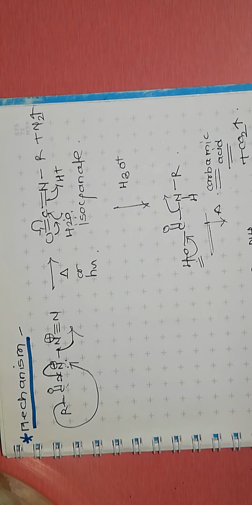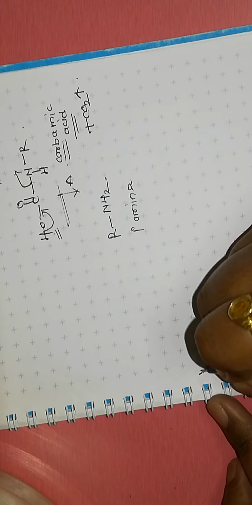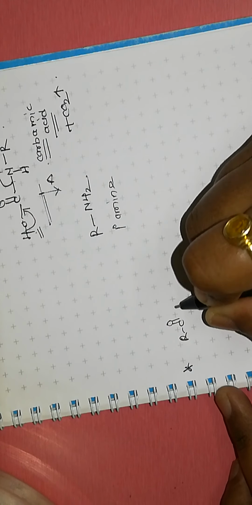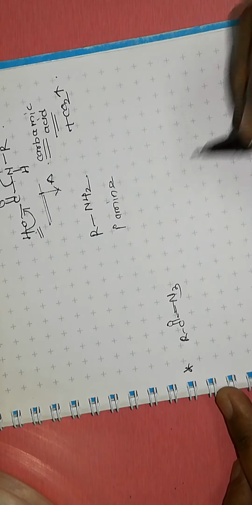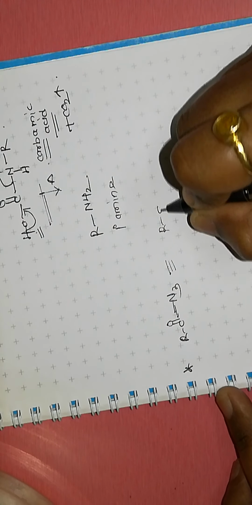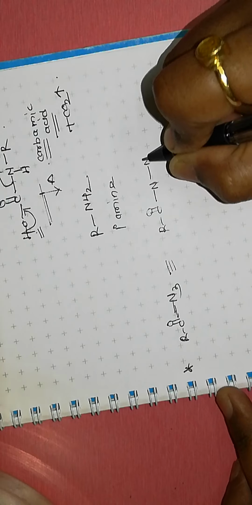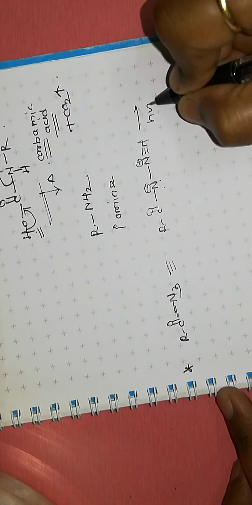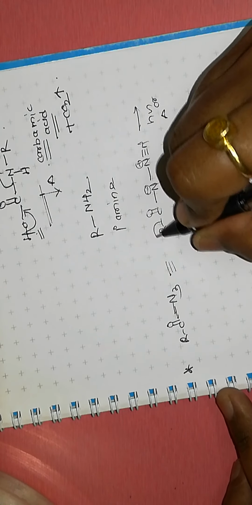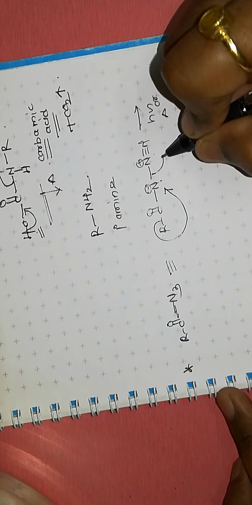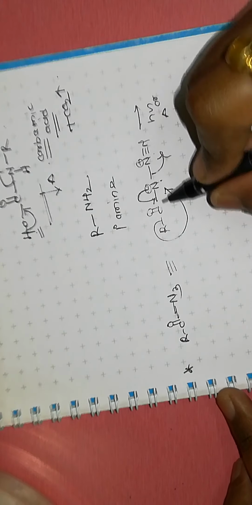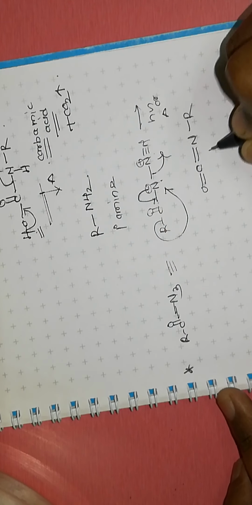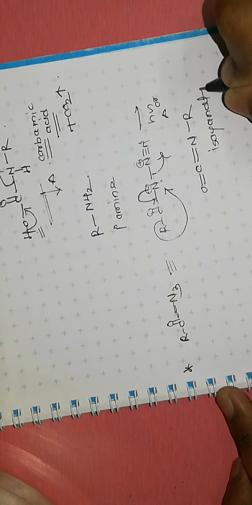Now we can see the next example, when acyl azide, RCON3, this is the acyl azide. Here under heating condition or photochemical condition, this alkyl group migrates to this nitrogen, N2 departs and this nitrogen donates its electron to this C-N, and we get the isocyanate as the intermediate.